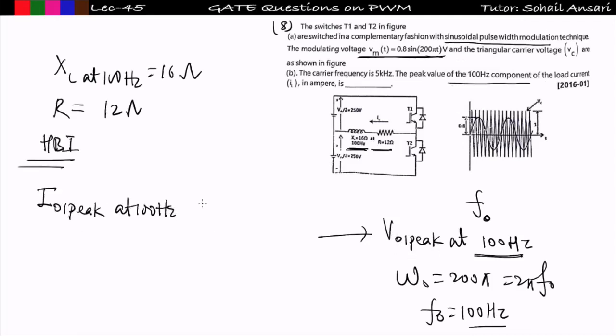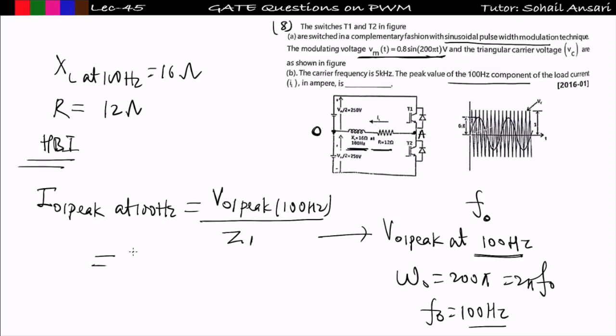This is the question. So I know I01 peak at 100 hertz is nothing but V01 peak at 100 hertz upon the value of Z at 100 hertz, right? You can write the value of Z1. So V01 peak, I know in single phase half bridge or full bridge, pole voltage V01 is nothing but, see here, this is my A point and this is my O point.